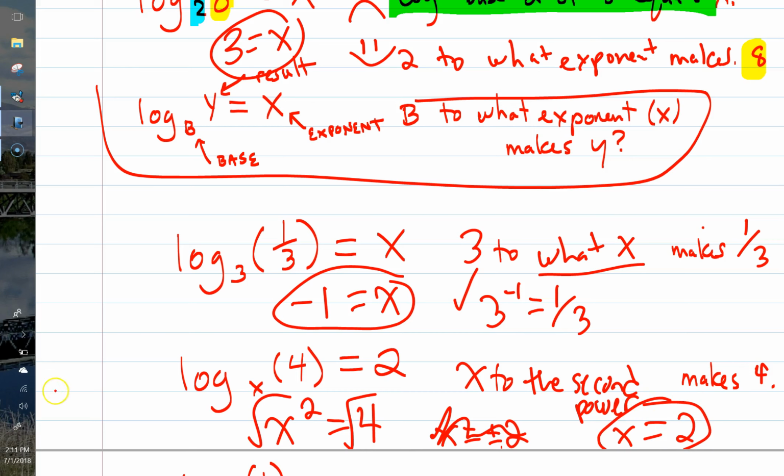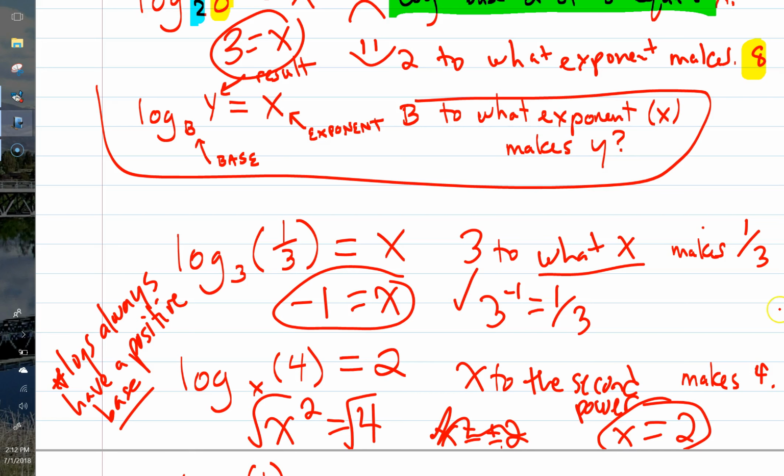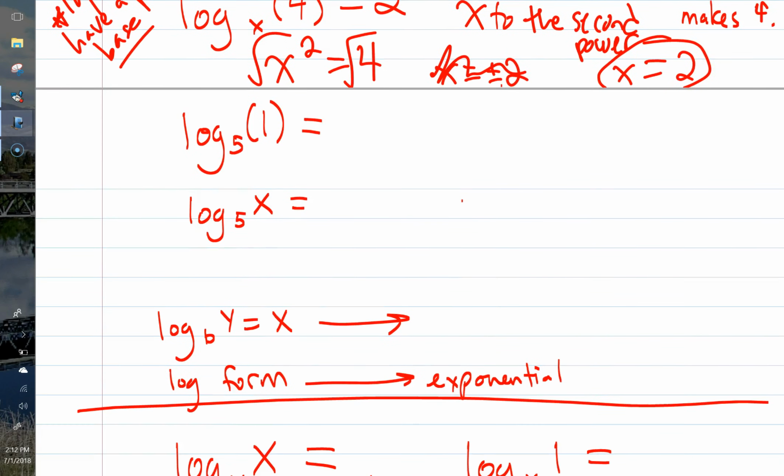Well, logs always have a positive base, which makes that negative solution extraneous. You're like, well, why? Why can't they have a negative base? Because we don't need it. When we're dealing with bases here, we're dealing with positive numbers. So we are not needing negative bases, and we don't just do math for the sake of doing math. We don't need negative bases, so we don't use negative bases. So that actually makes your life a little easier.